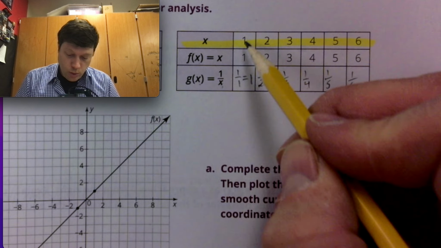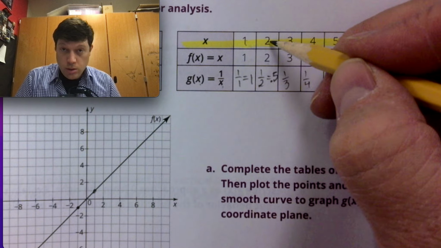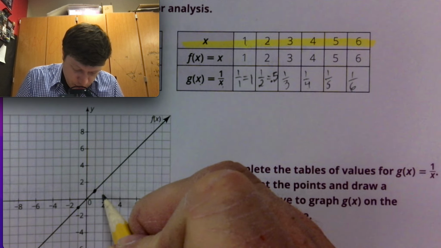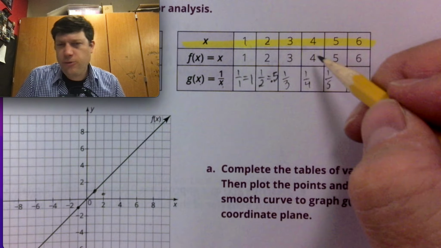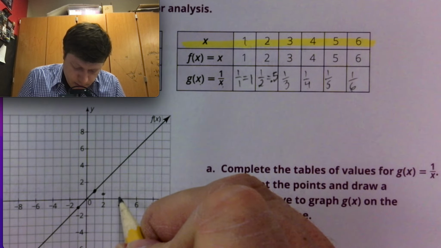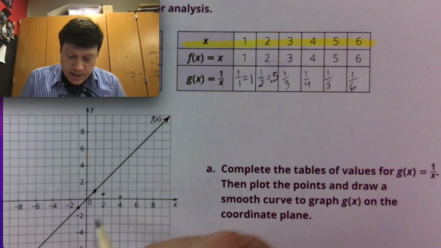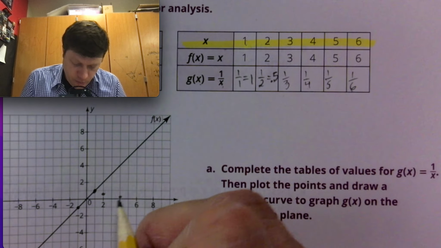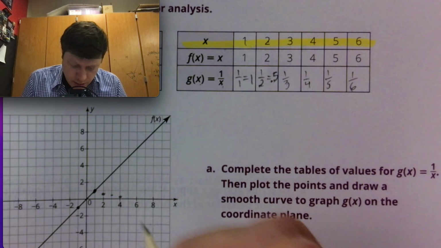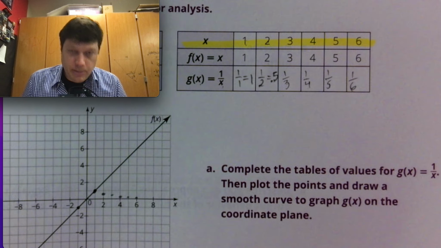So we're going to plot 1, 1. It's right there. We're going to plot 2, 0.5. And we're going to plot 3, 1/3. I'm going to plot 4 first. I'm going to skip ahead for a minute, because between these two points, the 1/3 exists because it's at the 3. It's got to be between the 1/2 and the 1/4. So not too tall, not too low. And the points just keep getting lower.